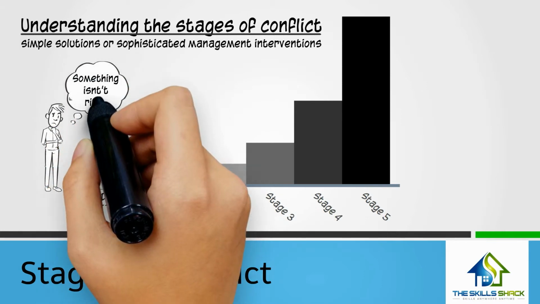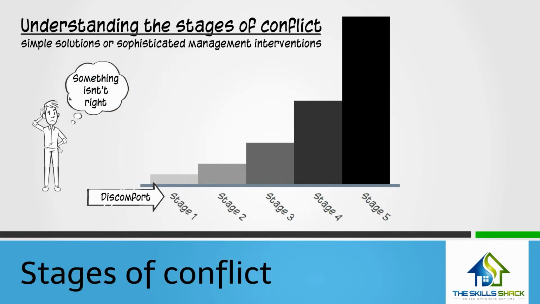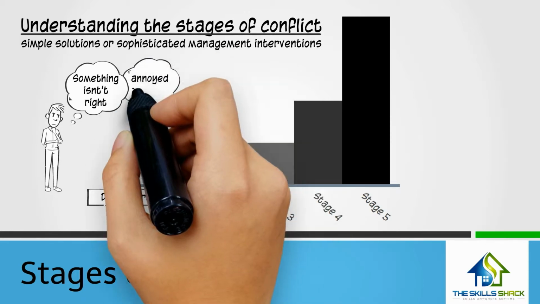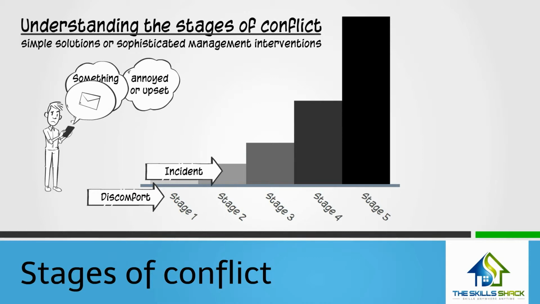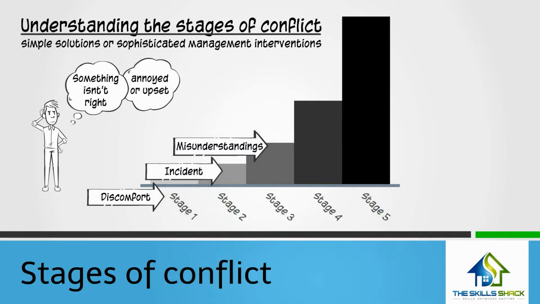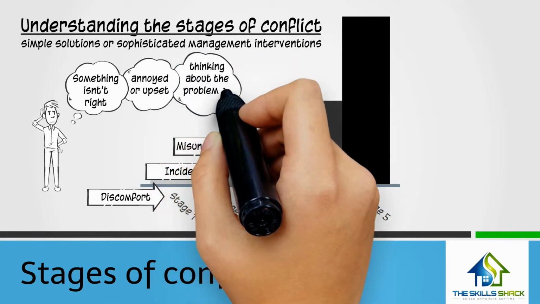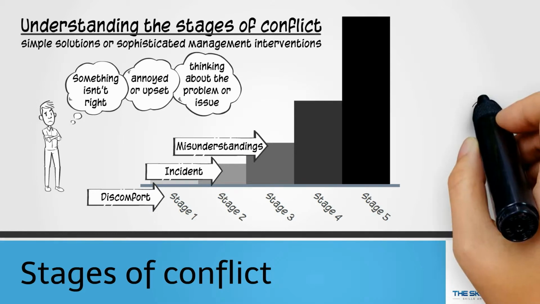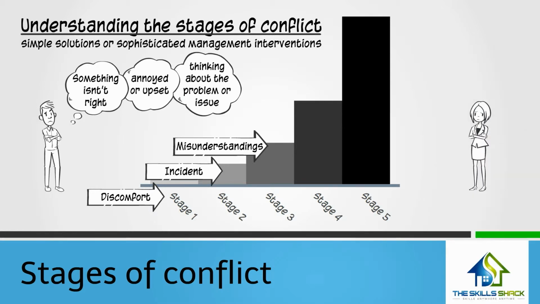Discomfort is when you may feel something isn't quite right, even though you're not sure why you are feeling that way or what the problem is. The incident stage is when something happens and you feel annoyed or upset. It may be a short conversation, or something is done in a way that is not how it would usually happen. Indicators of the misunderstanding stage are that you are thinking about the problem or issue a lot. You are unsure of the reasons for a client, customer, supplier, or employee's behavior.